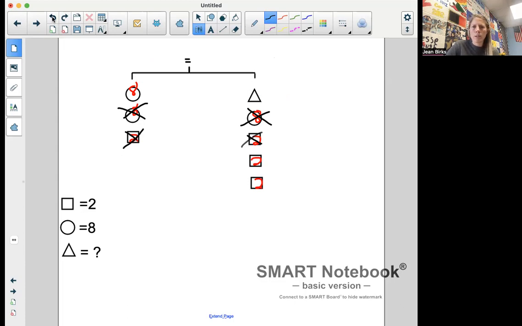I could have also done it like this. So I know that this side weighs 16, 17, 18 pounds. And I know this side has to weigh 18 pounds. Right now I have 8, 9, 10, 11, 12, 13, 14 pounds so far, plus the triangle. Has to equal 18. So 14 plus what would be 18? I still got 4. Different strategy, same answer.